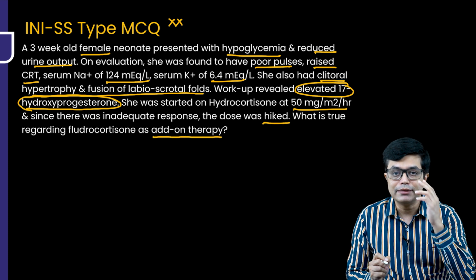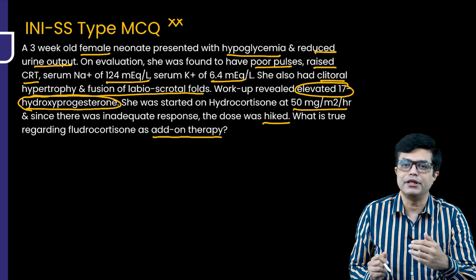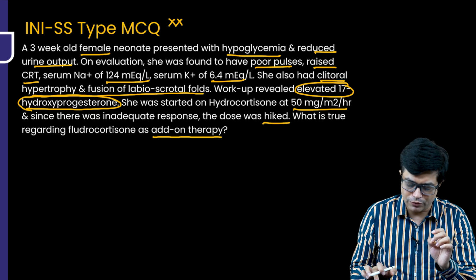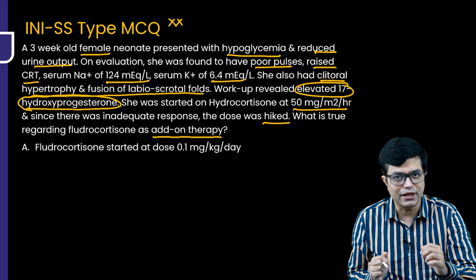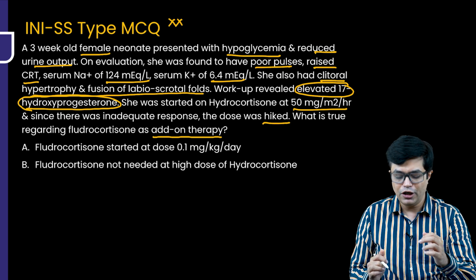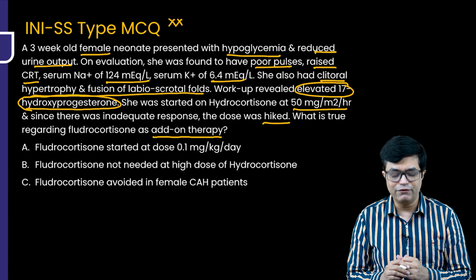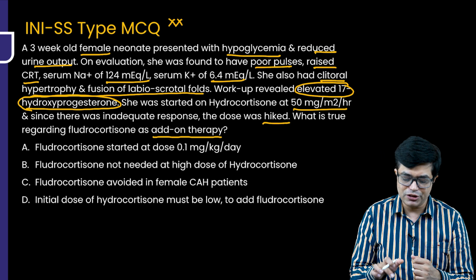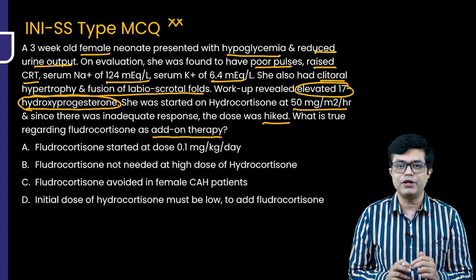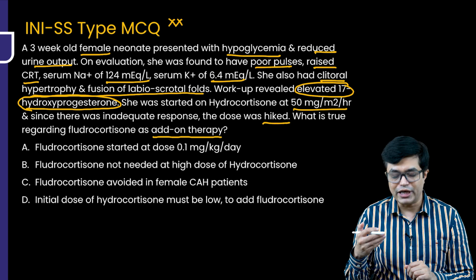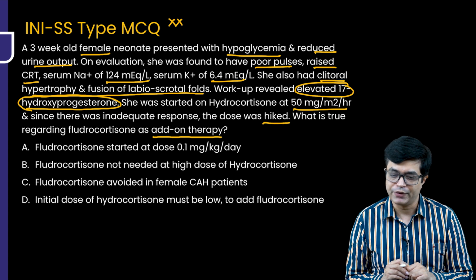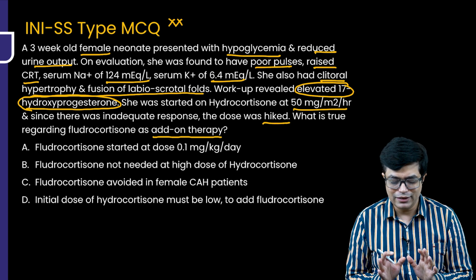Fludrocortisone is a synthetic mineralocorticoid, and what is its role in this patient? Let's have a look at the options. Option A, fludrocortisone is started at dose 0.1 mg per kg per day. Option B, fludrocortisone not needed at high dose of hydrocortisone. Option C, fludrocortisone is avoided in female CAH patient. And option D, initial dose of hydrocortisone should be low so that you can add fludrocortisone initially. Now, all the options look to be correct.